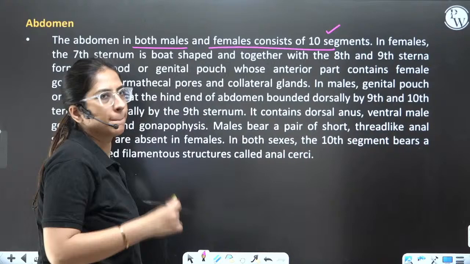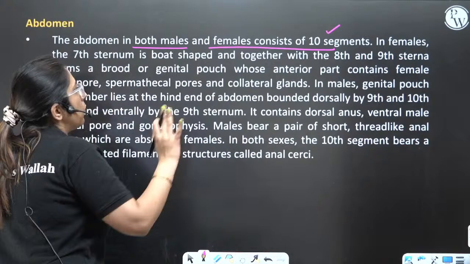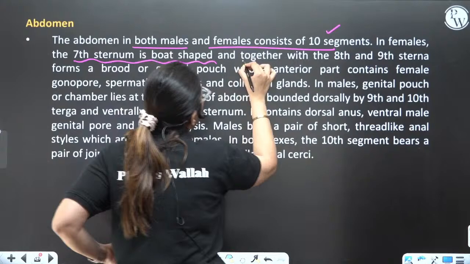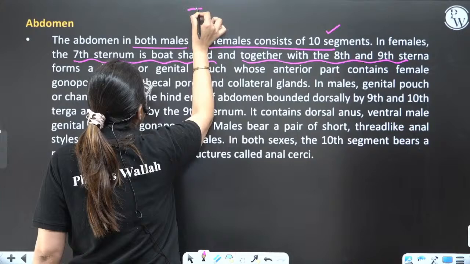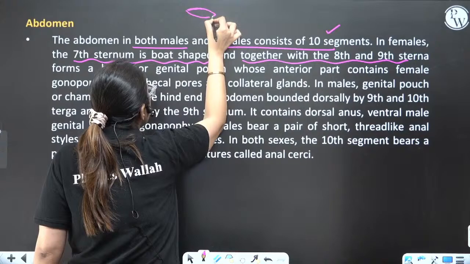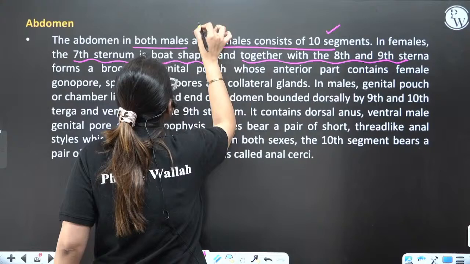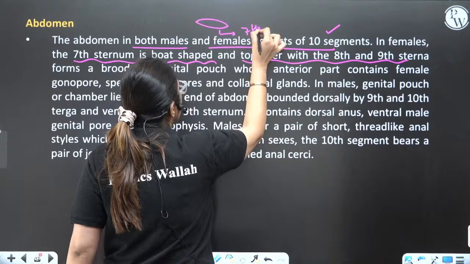Right? Now, the most important part of this chapter. Here, it shows in a female, 7th sternum is boat-shaped and together with the 8th and 9th sterna forms a brood or the genital pouch. Now, what they are saying in case of female, the 7th sternum becomes boat shaped. What is this? 7th sternum.